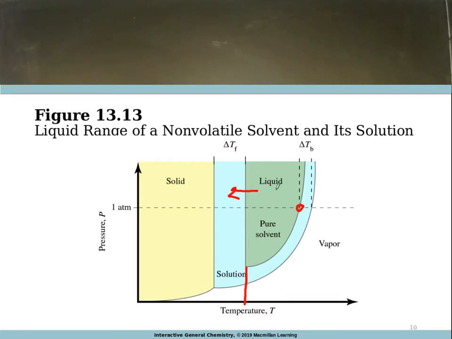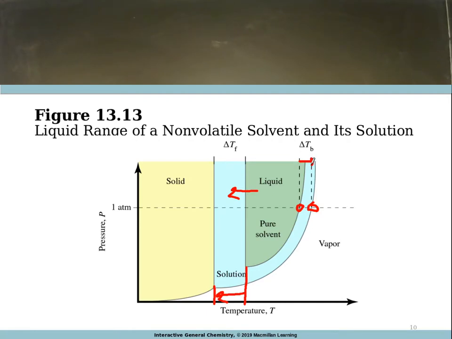Well, if you add a solute and it becomes a solution, well, the freezing point is going to be shifted over to the left to lower temperatures. So this is the new freezing point. That's the freezing point depression. And the vapor pressure lowering is going to lead to a new boiling point up at a higher temperature. So you'll have delta TF, the change in the freezing point temperature, and delta TB, the change in the boiling point temperature.